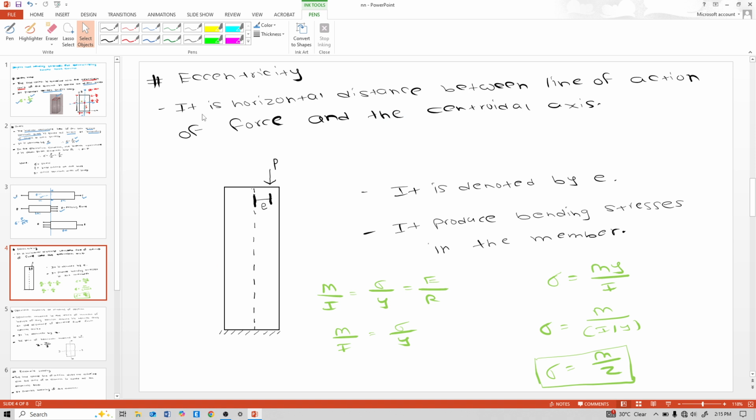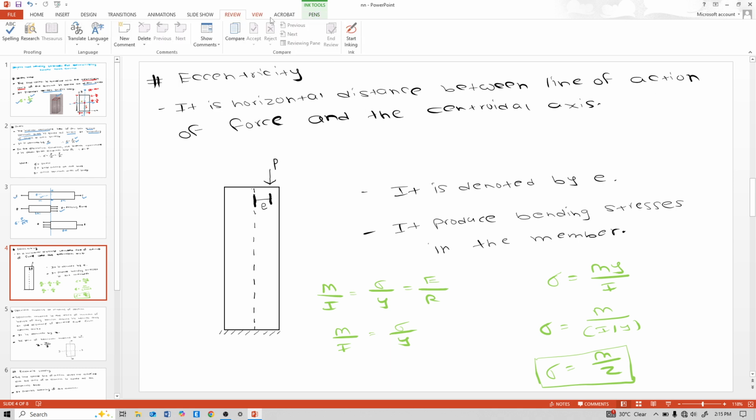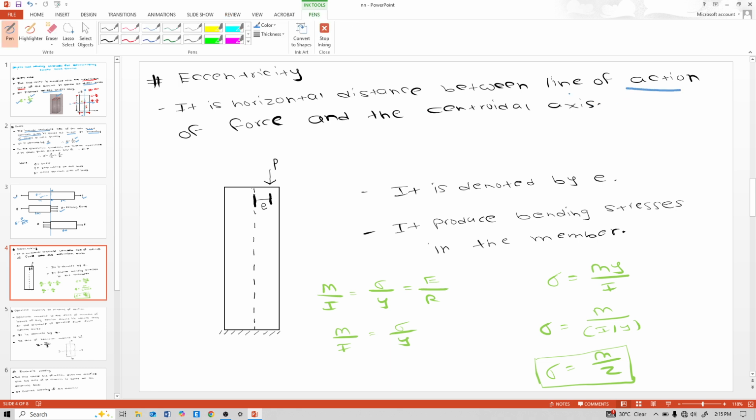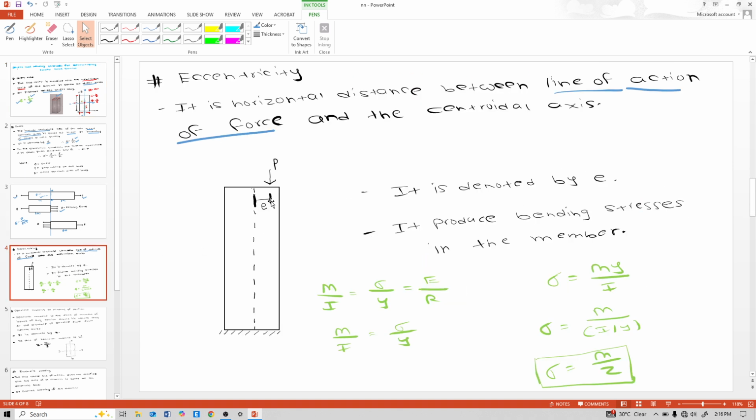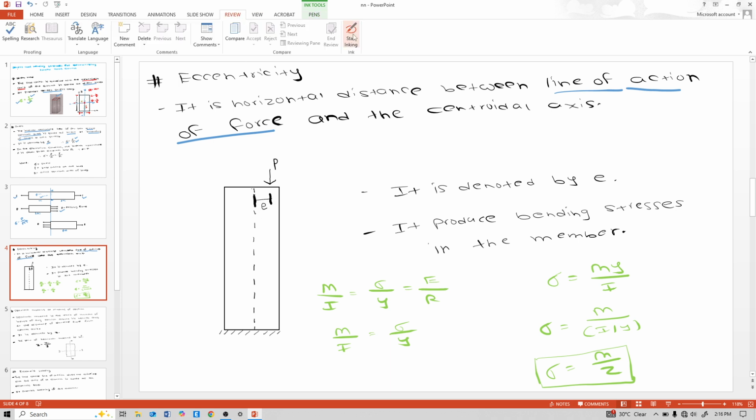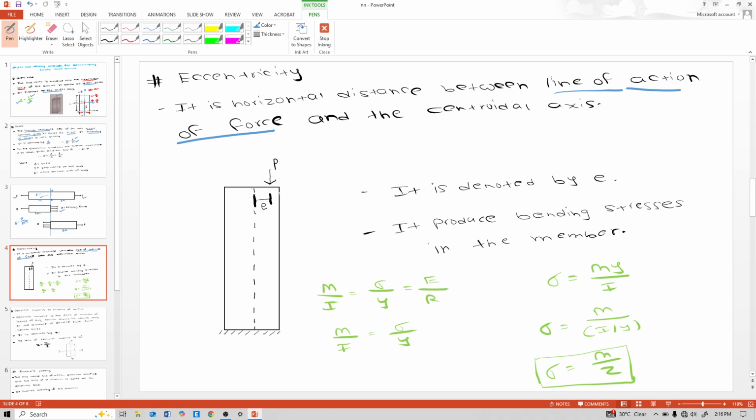Eccentricity. Now see this eccentricity. What is eccentricity? It is the horizontal distance between the line of action of force and the centroidal axis. What is this line of action of force? See, this is a rectangular column, the elevation of this column, but with one difference in that elevation: the load is shifted away from the centroidal axis. The load is shifted by distance e away from the centroidal axis. See this e and this P, and this is the line of action of force.